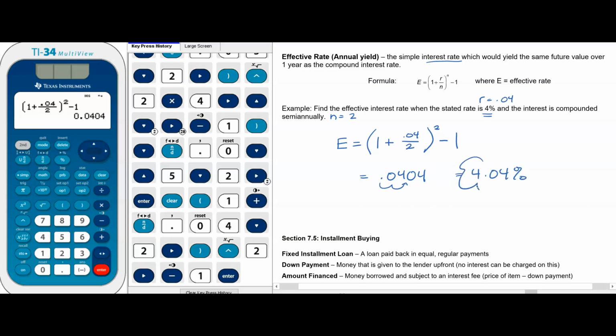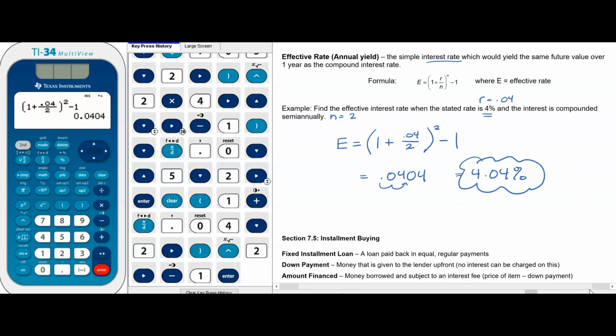So what this says is if you have an interest rate of 4% and you're getting compound interest, it's really like you're getting 4.04% simple interest because of that extra boost that you get from that compounding. So this allows you to compare apples to apples if you want to compare a compound investment to a simple investment. So that's all in terms of 7.4.